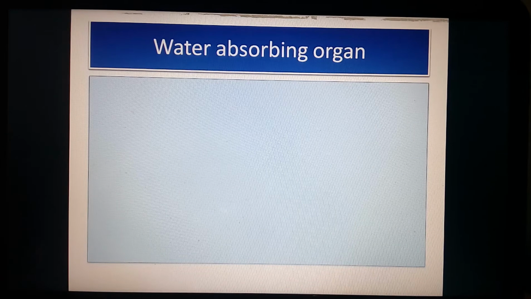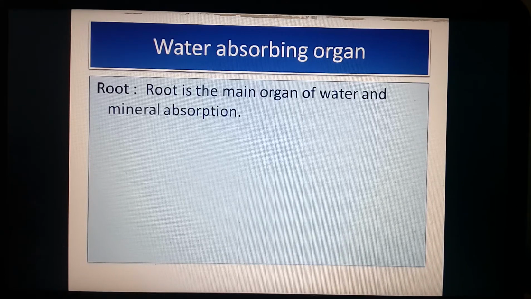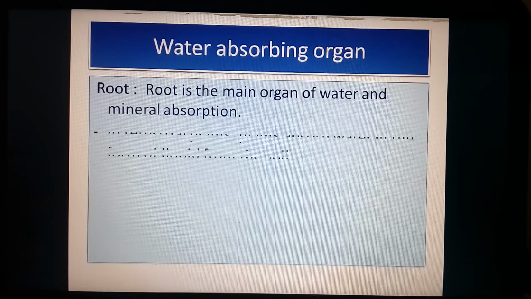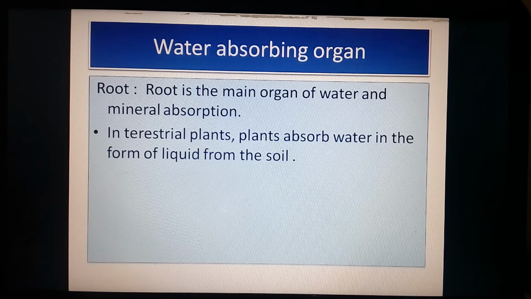If we take the water absorbing organ present in the plant body, this is mainly the root. Root is helpful for absorption of water and minerals inside the plant body. A terrestrial plant absorbs water from the soil in liquid form.